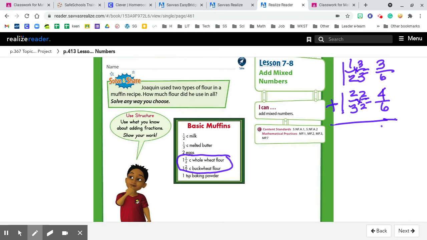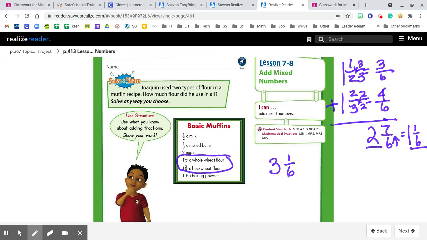And remember, I'm adding, so I have 7 sixes. 2 and 7 sixes. 7 sixes is improper. Jam that 6 up into the 7. It goes in one time, and you'll have one little guy left over. So when I combine my 2 and my 1 1/6, I wind up with 3 1/6 cups of flour altogether.